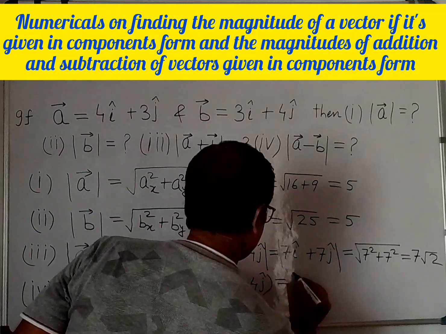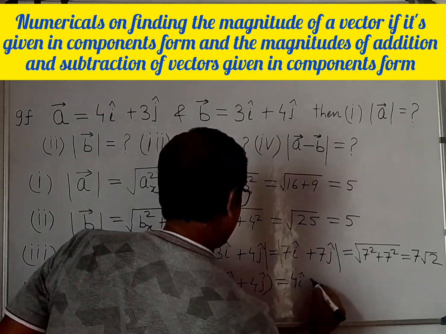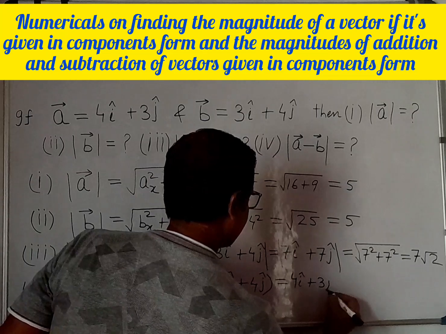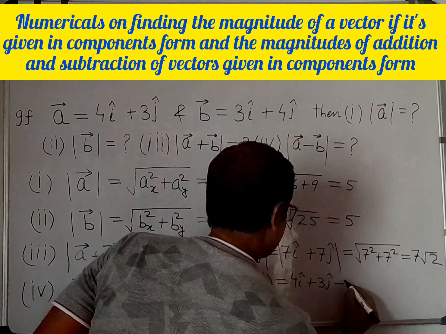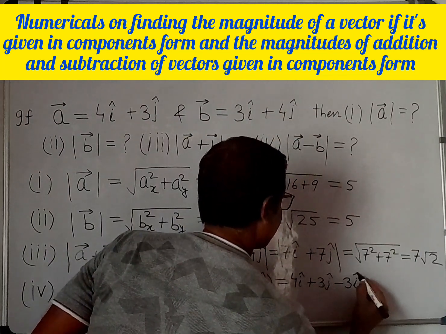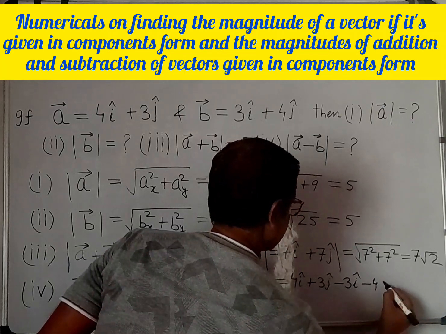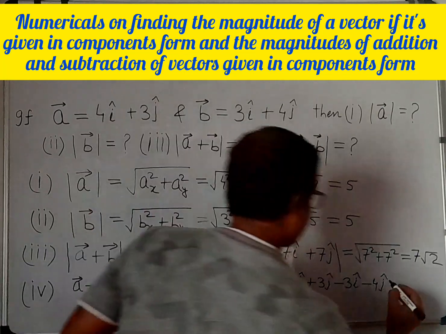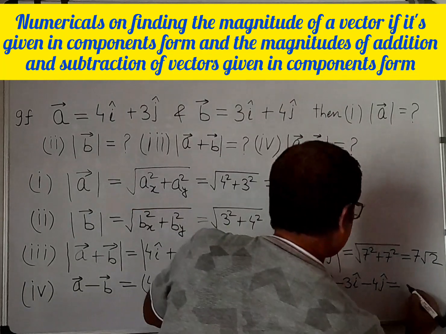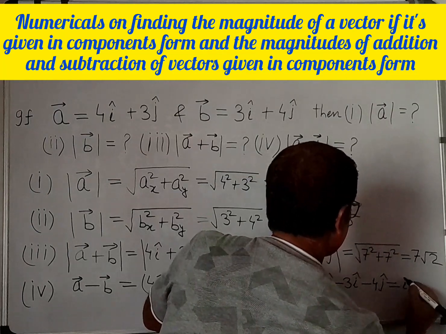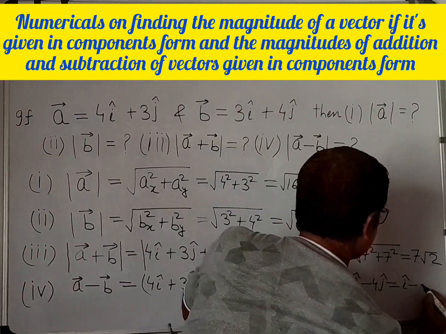It will become 4i hat, add 3j hat, minus 3i hat, minus 4j hat. It will become 4i hat will combine with minus 3i hat. It will become i hat, plus 3j hat minus 4j hat. It will become minus j hat.